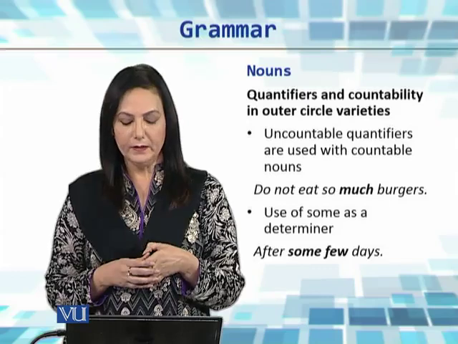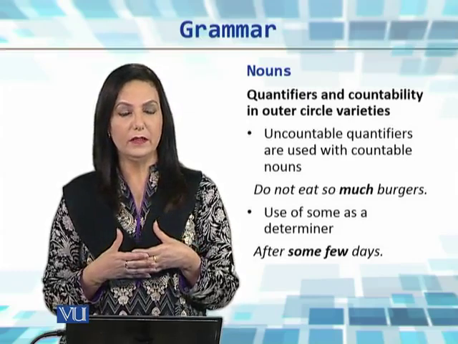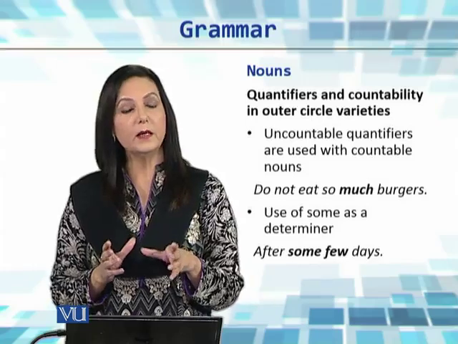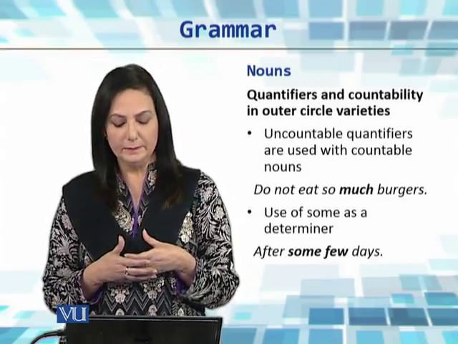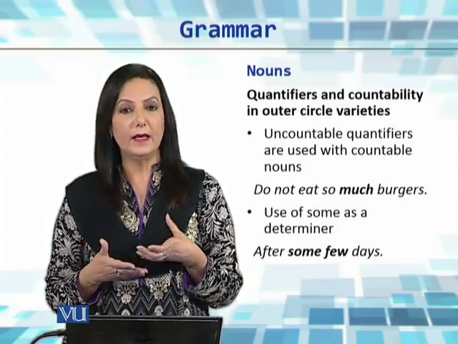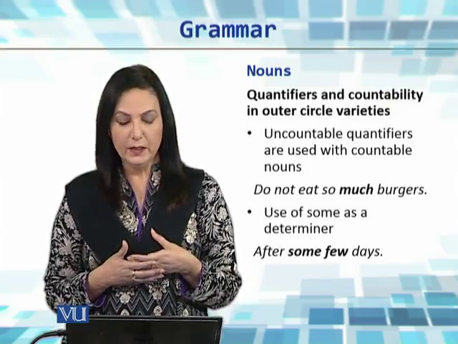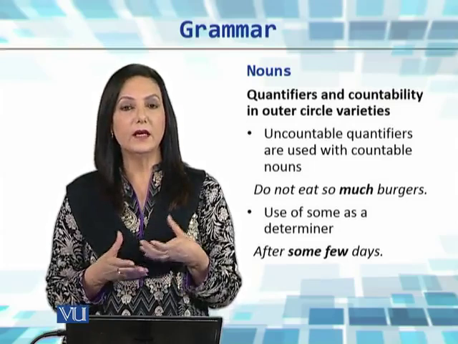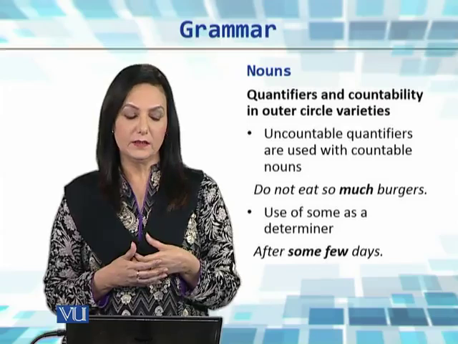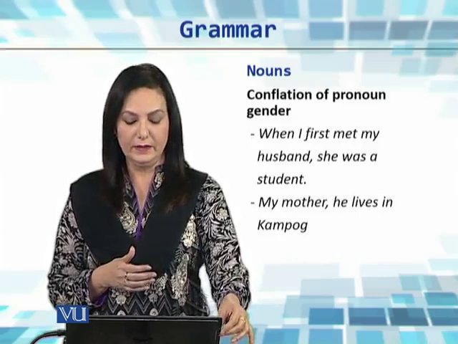Similarly, we come across many examples in different varieties of English where the word some is used as a determiner. So, after some few days, this is again a common occurrence in many African and Asian varieties of English, where some indicates the generic nature of the noun. So after some few days is another variation that we come across in the outer circle varieties of English.